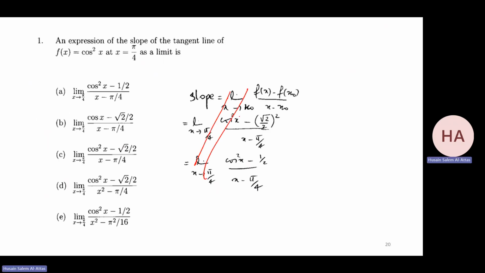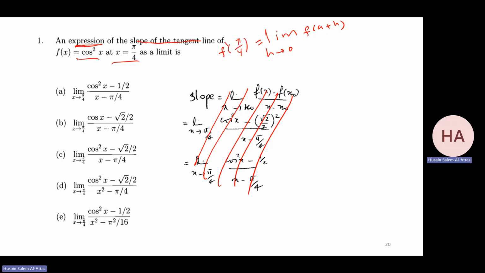I'm sorry, usually I delete this, but it seems not now. Okay. An expression of the slope of the tangent line of this function at this point. You want an expression? Look at the answers, because I have 2 definitions. The limit h goes to 0 of f of a plus h. I need to find f prime at pi over 4, the slope of the tangent line.